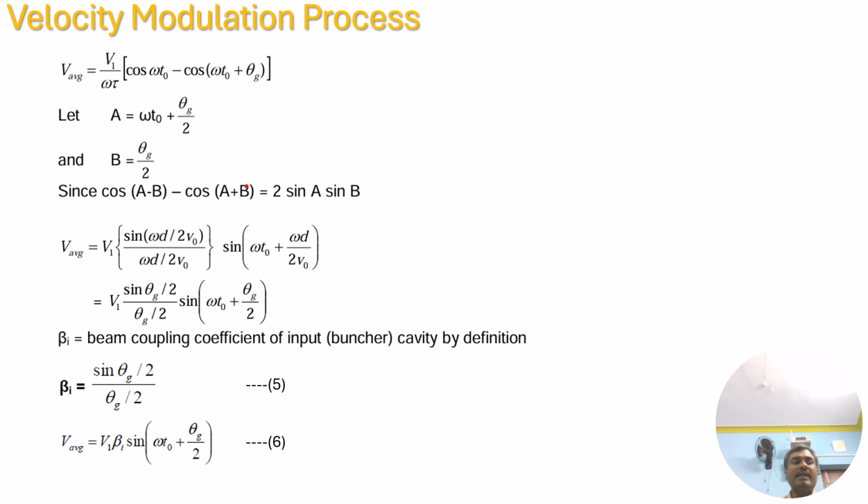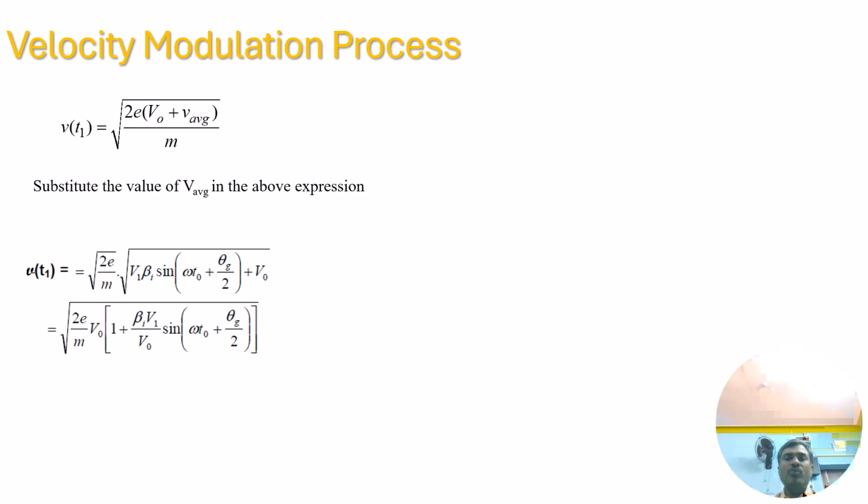V average finally can be written as V1 into sin theta g by 2 by theta g by 2 into sin omega t naught plus theta g by 2, where beta I is the beam coupling coefficient and that can be written as sin theta g by 2 by theta g by 2. And finally, the expression for V average can be written as V1 into beta I into sin omega t naught plus theta g by 2. Once the electron enters the catcher cavity, the velocity of the electron is modulated based on the average value of the RF voltage.